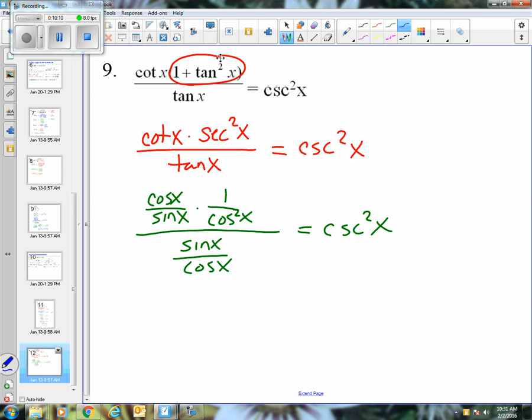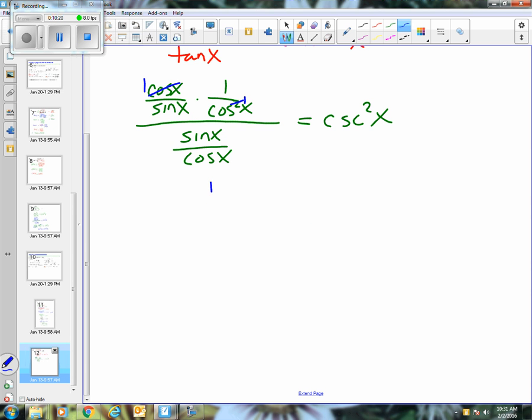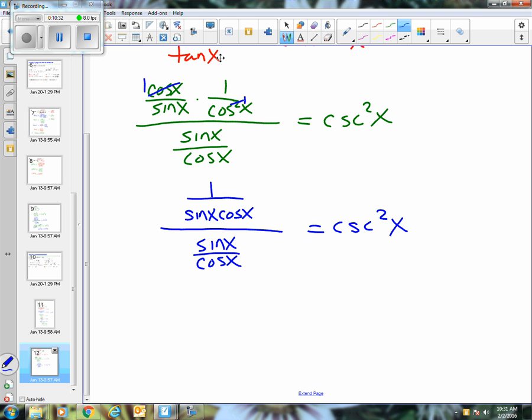Okay, so we can simplify this down in the numerator. When we do that multiplication, I can take out one factor of cosine. So I'd be left with, and just be careful as you write this, your numerator would be 1. On the denominator, you have sine of x times cosine of x, and then divided by sine of x over cosine of x. And we're trying to get cosecant squared. That's what we're shooting for here.